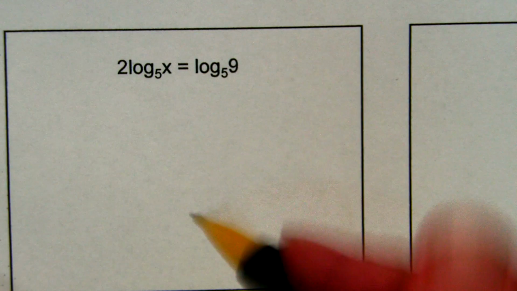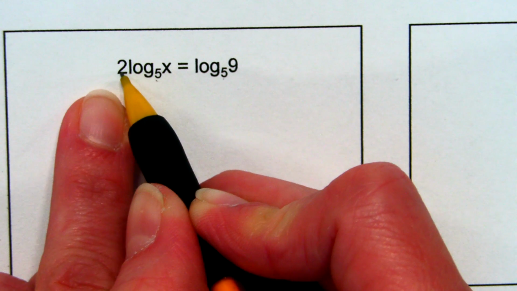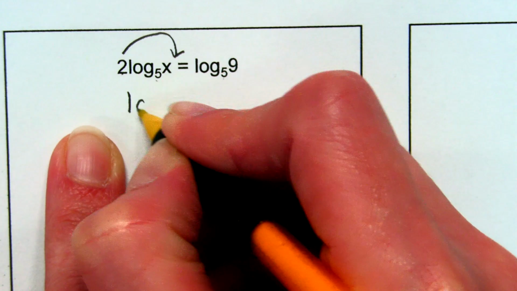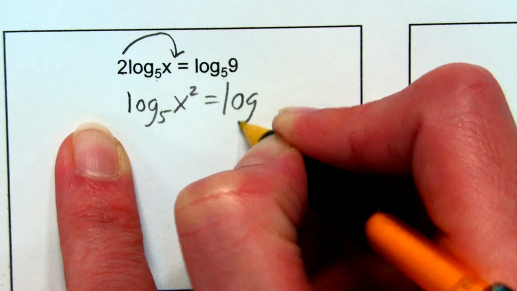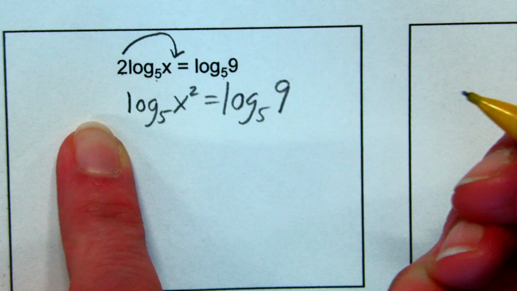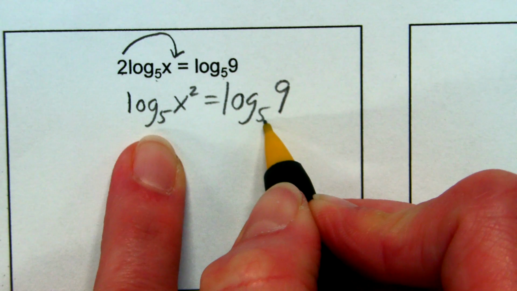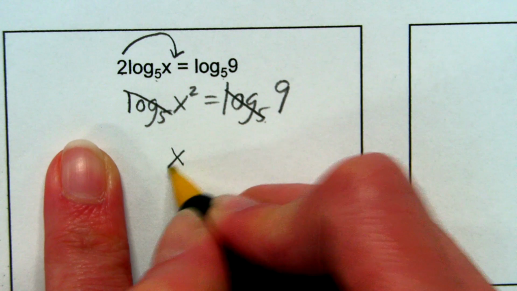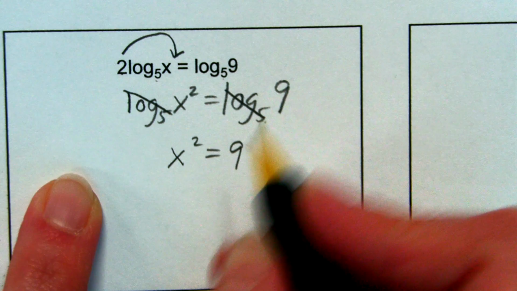The only thing that's different on this one, I do have logs on both sides. They're both base 5, but I have this pesky 2 in front. So we're going to use that power property where we can take the 2 and put it over here on the x and rewrite it. So we'll have log base 5 of x squared equals log base 5 of 9. And then once you just have log here and then you have the same base, that's when you can get rid of those. And so we'll have x squared equals 9. And you square root that.